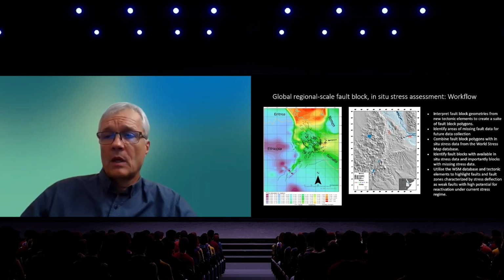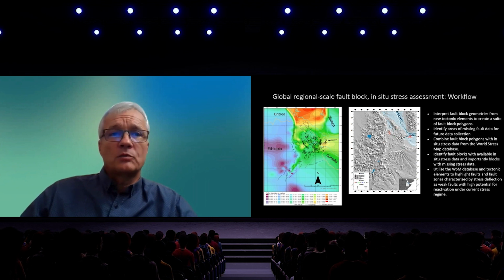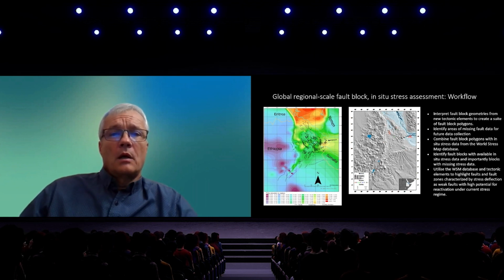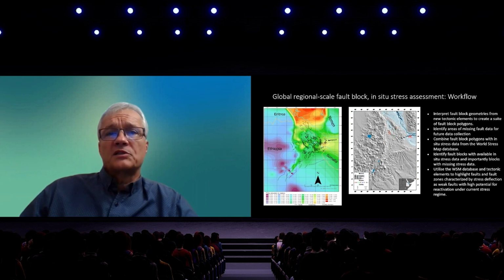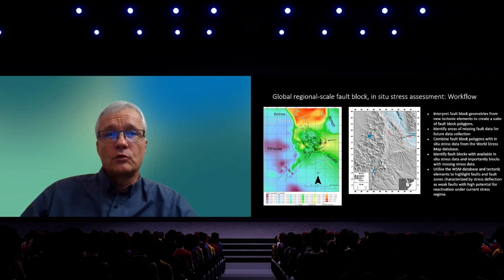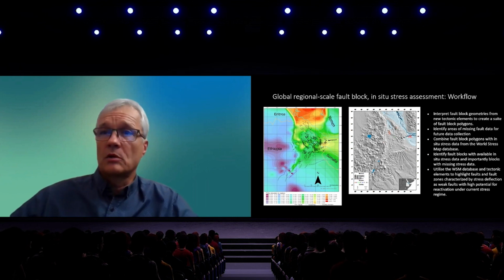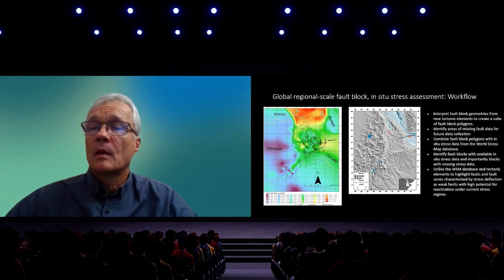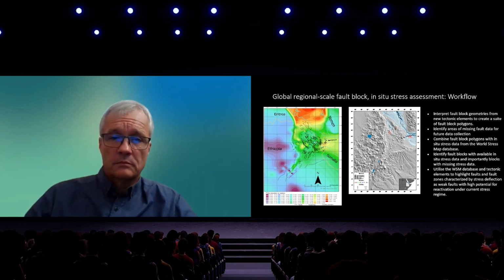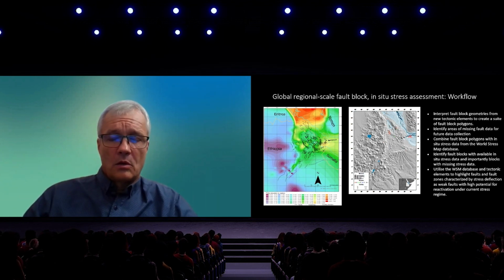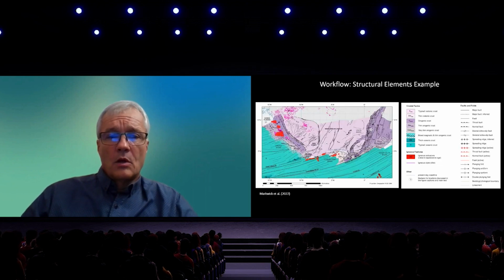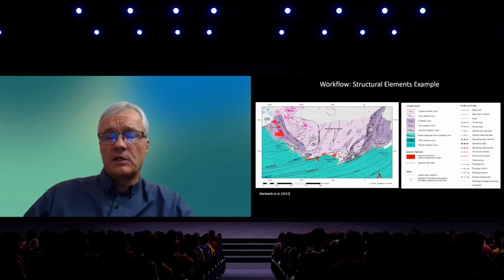We are using an ArcGIS platform. And our input data are standardized tectonic maps, which were introduced by Paul, and world stress map data, which I just commented on. We were looking at world stress data input.